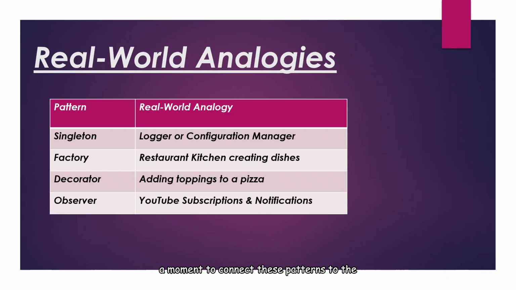Let's take a moment to connect these patterns to the real world. Design patterns can sound abstract at first, but they are everywhere around us. For instance, a singleton is like your system's configuration manager. There's only one and it's shared globally. A factory is like a restaurant kitchen. You place an order and the kitchen prepares it based on input. You don't care how it's done. A decorator, think of it as customizing your drink. Base coffee plus add-ons like milk, cream, and flavor shots. And the observer pattern is like YouTube subscriptions. You get notified when your favorite creator uploads a new video. Using analogies helps us internalize these abstract ideas more naturally.